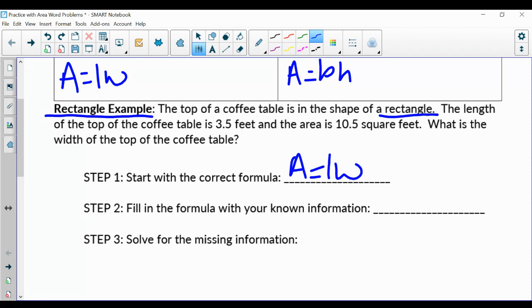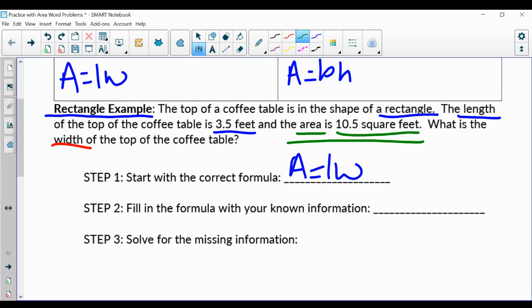Okay. Then it says the length of the top of the coffee table is 3.5 feet, and the area is 10.5 square feet. And lastly, it asks, what is the width of the coffee table? So in this problem, we have a couple of different side lengths than we're normally used to dealing with. In a normal problem, I've given you the length and the width, and you've multiplied them together to find your area. But this time, I've given you the area.